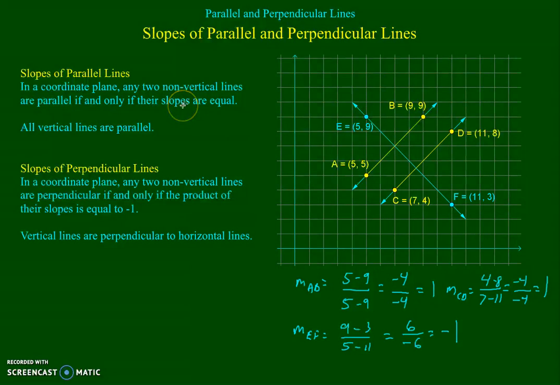So slopes of parallel lines are equal. The product of the slopes of perpendicular lines is negative 1. All vertical lines are parallel, and vertical lines are perpendicular to horizontal lines.